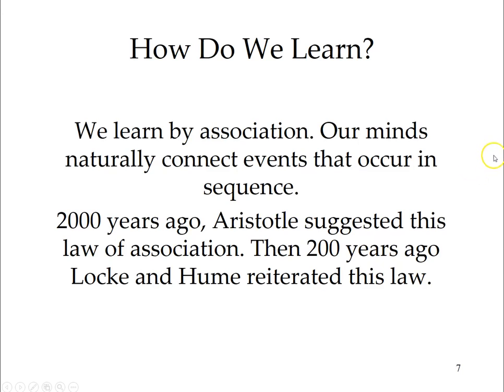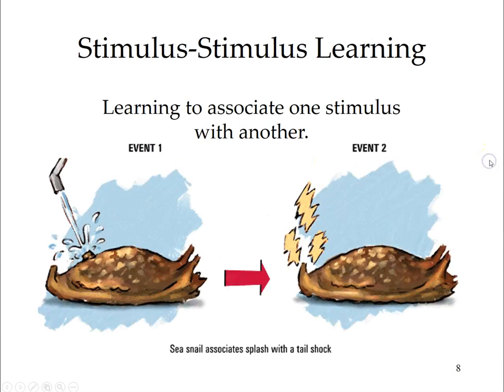Then 200 years ago, we had Locke and Hume, who reiterated this law, that we learn much from our experiences. They did experiments on stimulus-to-stimulus learning, to associate one stimulus with another event. What they did was they exposed snails to a splash of water, and then they would give the snail a shock on his tail. With each splash of water, they would recoil from this, and these sea snails would then learn from this experience.